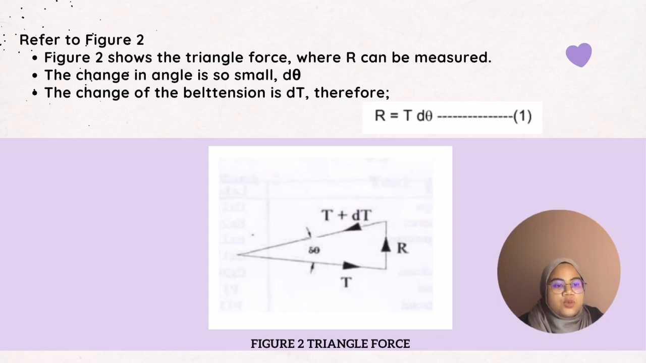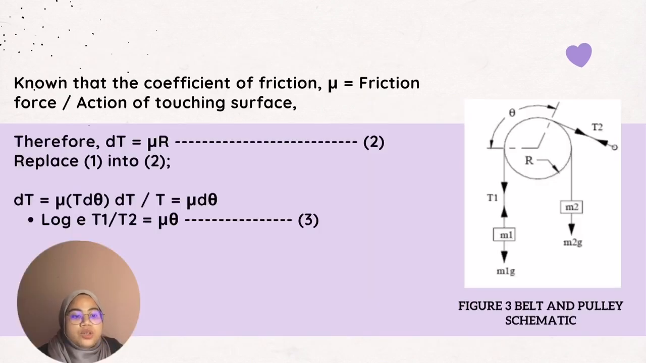Therefore, R is equal to T d theta, which we call equation 1. Then, we know that the coefficient of friction, mu, is equal to the friction force over the action of the touching surface. Therefore, dT is equal to mu R, which is equation 2. Then, we replace equation 1 into equation 2, and the equation will be dT is equal to mu T d theta, or dT over T is equal to mu d theta. Then equation 3 will be log e of T1 over T2 is equal to mu theta.